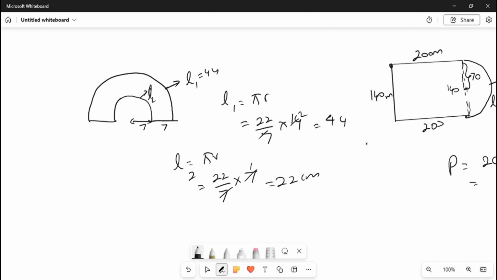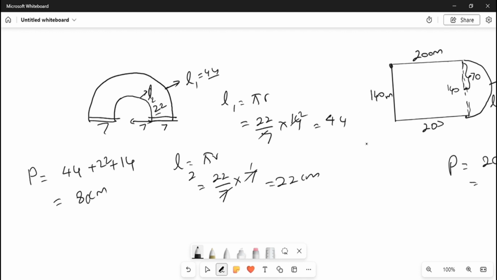So now we have two lengths we found. This is 22 centimeter, this is 44 centimeter. So the perimeter, I already told you, is the total edges. So we have 44 centimeter edge, inside 22 centimeter edge. Also these two lengths are coming into that shape. That is 7 centimeter, 7 centimeter, 14 centimeter. So if you add that, 44 plus 22, 66. 66 and 4, 70 and 10, 80 centimeter.